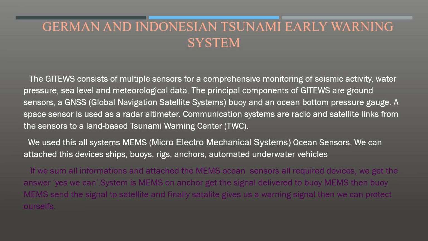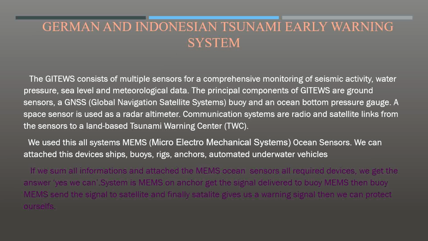Now let's look at an early warning system, for example, the German-Indonesian Tsunami Early Warning System. The GITEWS consists of multiple sensors for comprehensive monitoring of seismic activity, water pressure, sea level, and meteorological data. The principal components are ground sensors, a global navigation satellite system buoy, and an ocean bottom pressure gauge. A space sensor is used as a radar altimeter. Communication systems are radio and satellite links from the sensors to a land-based tsunami warning system.